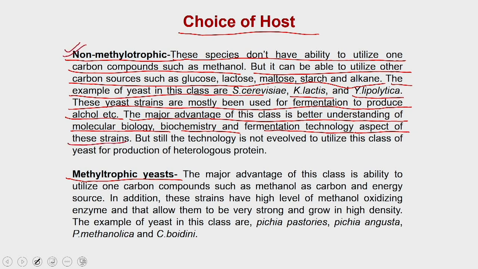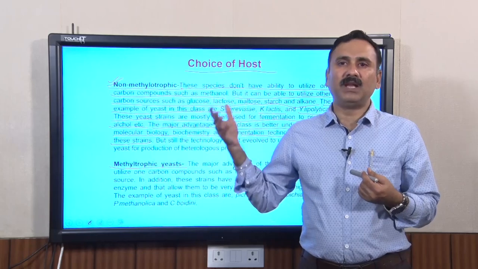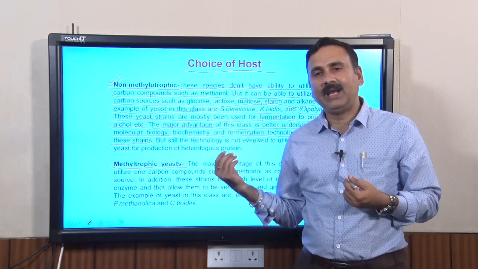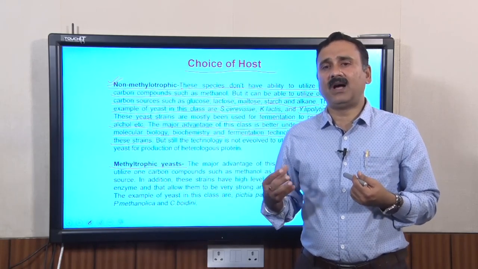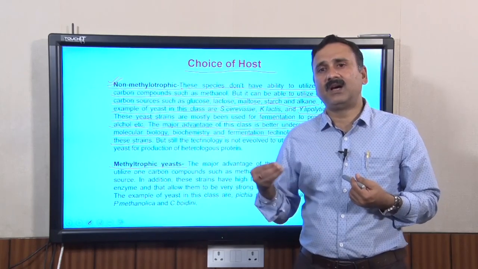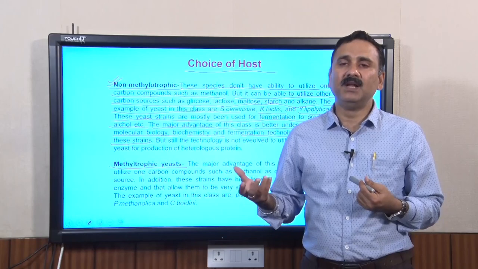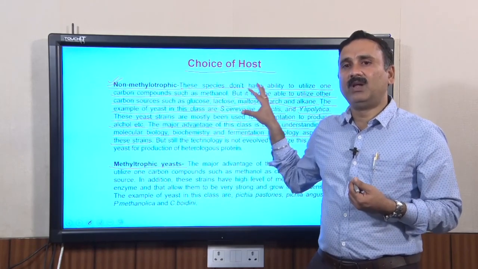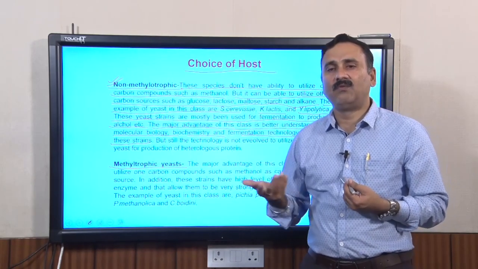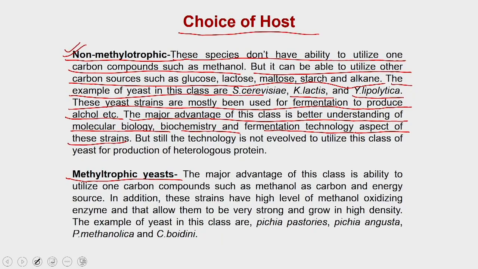So, the non-methylotrophic yeast strains do not use methanol as a one carbon source. Instead, they use other carbon sources such as glucose, lactose and other kinds of sugars, as well as alkane. Mostly these strains are used for the fermentation process, for producing alcohol and other fermentation related products. And these strains are less popular for protein production. They are not being utilized for production of heterologous proteins.